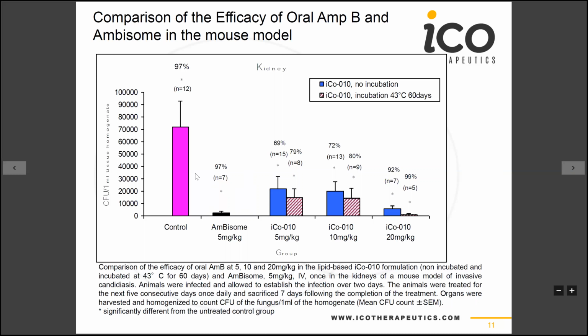So the control group is up here. You can see that we have a pretty high control group. The AmBisome, the positive control with an IV infusion at 5 mg per kg, reduced that fungal load by 97%. But what was really exciting is our formulation at 5, 10, and 20, our tropical formulation, iCo-019, had a significant reduction in the fungal load. But more importantly, it didn't change regardless of whether you gave it fresh or after you incubated it at 43 degrees C for 60 days. In other words, it was tropically stable. It still performed very well.